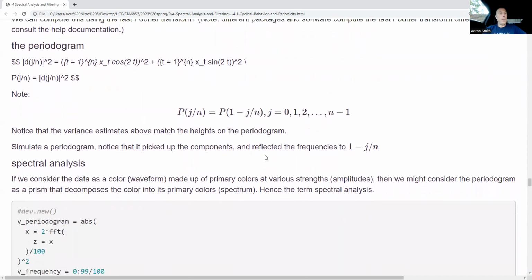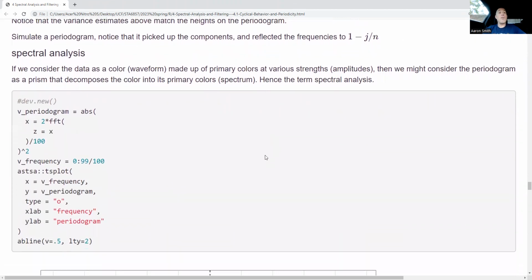All right, so now we want to talk about spectral analysis. Think about the situation where I have a color. I could interpret the color as being the composition of some primary colors, and the amplitudes correspond to how much each of the colors is putting into the total color that I look at. And so this is where we get the idea of spectral analysis, because we're connecting it to light.